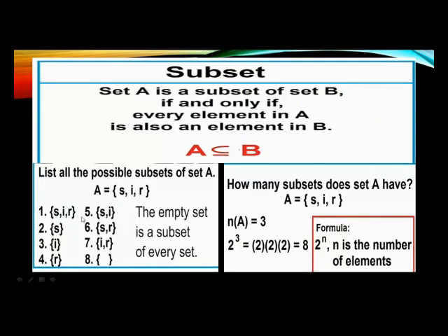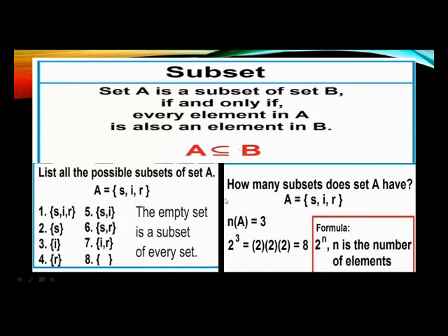we can make its subsets like {S}, {I}, {R} as separate sets, then {S, I}, then {S, R}, then {I, R}, then the empty set. We observe that all elements of these sets are present in set A, so these are all subsets of A. The empty set is a subset of every set. Keep in mind the empty set will be a subset of any type of set.